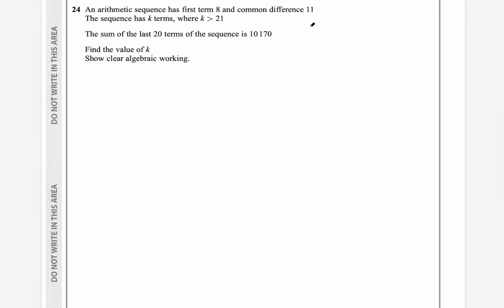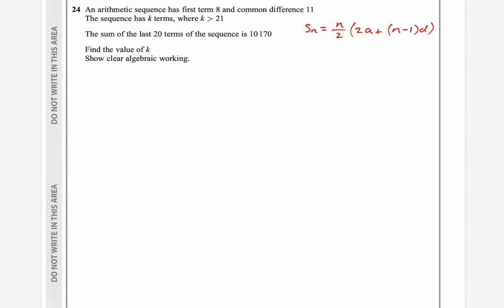So we have two formulae for arithmetic sequences. Only one, though, we are given. So we're given the sum formula. This is in the formula booklet. It's S of n is equal to n over 2 times 2a plus n minus 1 d. Now he says the sum of the last 20 terms is this. Find the value of k.